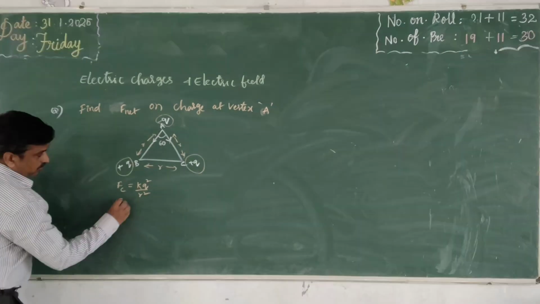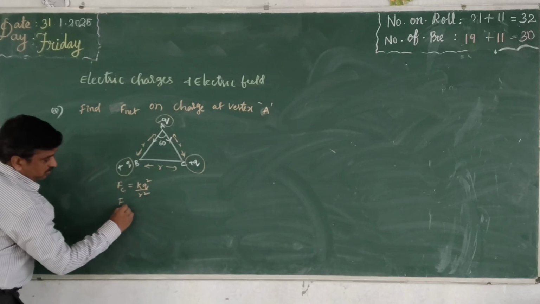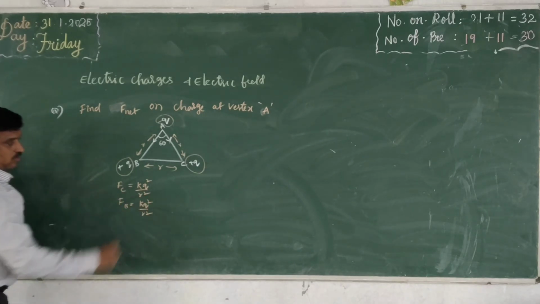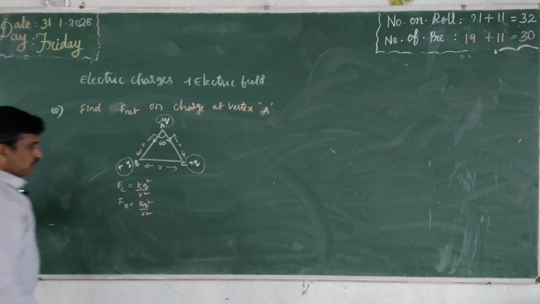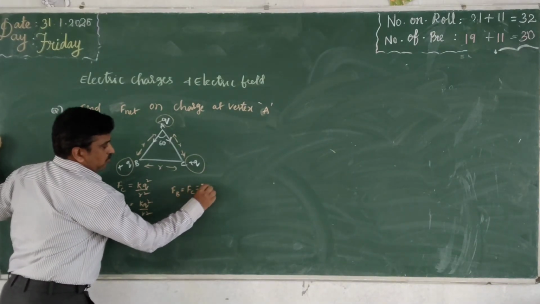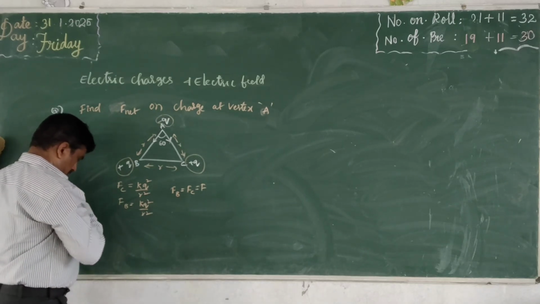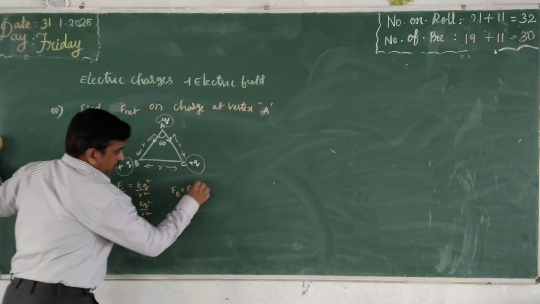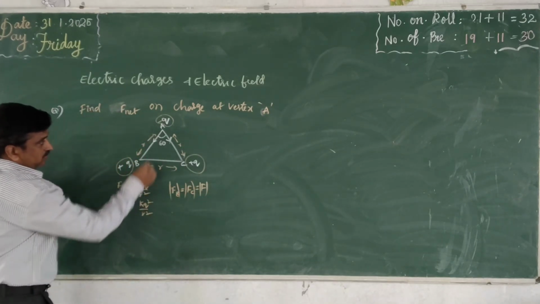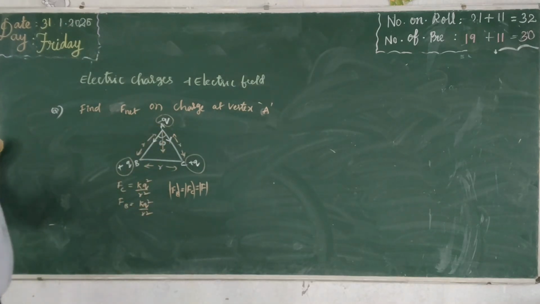Force on A due to B is Fb, we can write k q square by r square. Both are in the same magnitude, so we can write Fb equal to Fc equal to F. Since the magnitudes are the same, we can take both vectors. This is one direction, this is another, so the resultant will be in this direction. That resultant force we now find out.